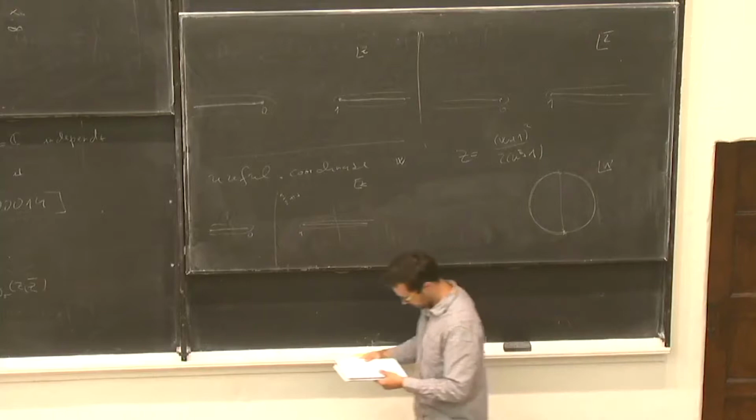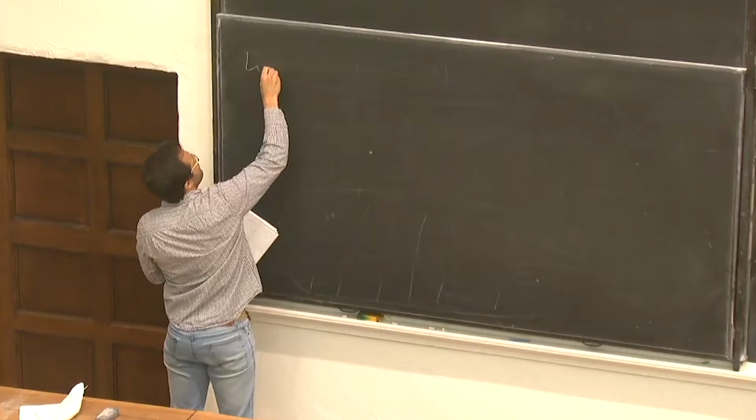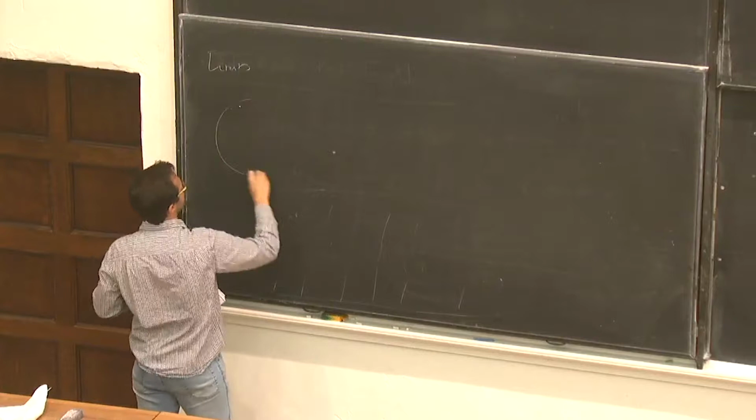So the nice thing about this picture is that it very nicely encapsulates all the various limits that have been used in the bootstrap. Let me draw the picture here again.